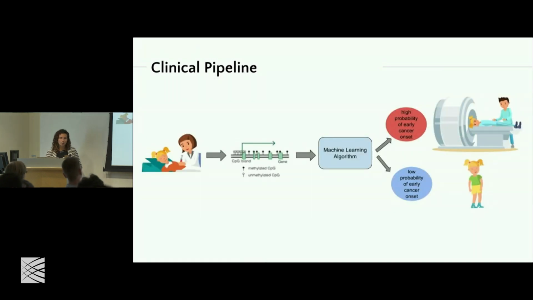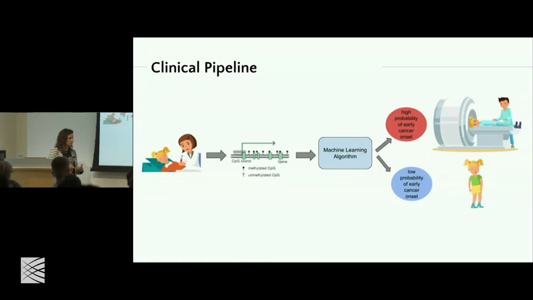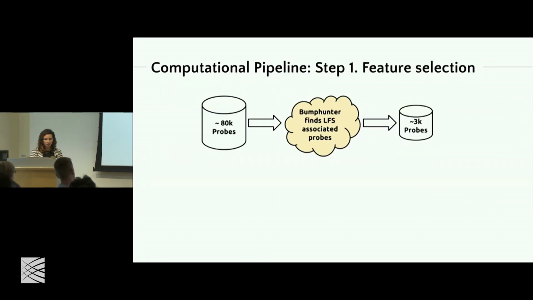So David has proposed this clinical pipeline. We draw blood, get methylation data, and build a predictive algorithm to see whether the kid is likely to get cancer before the age of 6 from the methylation data. We built such a model. This is the computational pipeline.